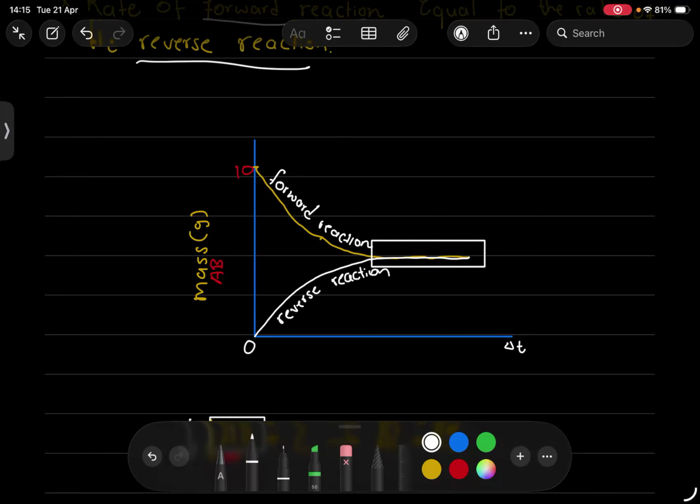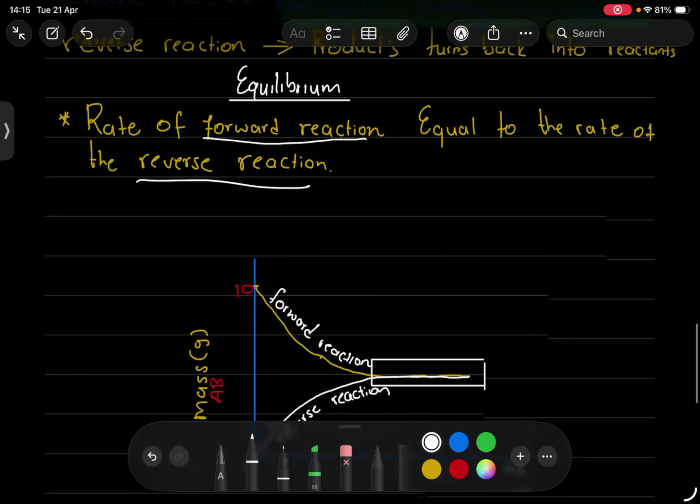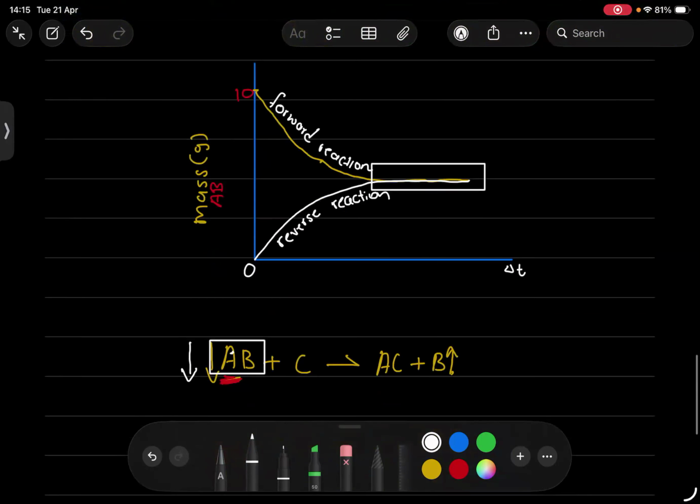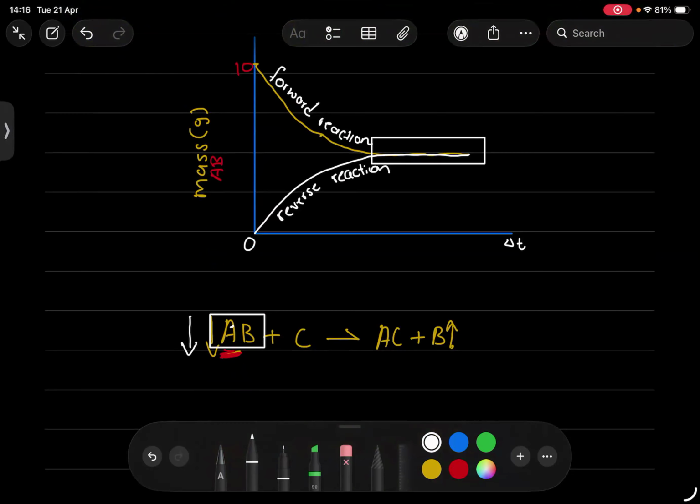Yes. So you have to understand the graphs. This was just an introduction of how equilibrium looks on the graph. But I will go back. Don't worry too much for now about the graphs.